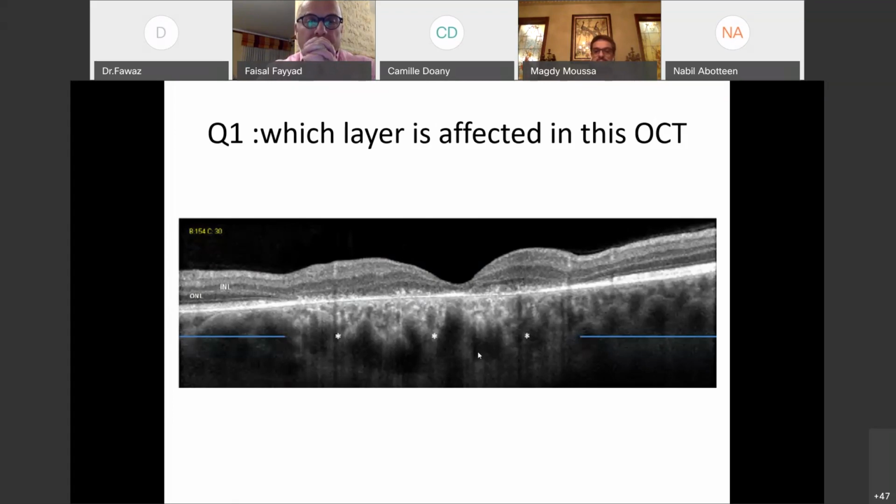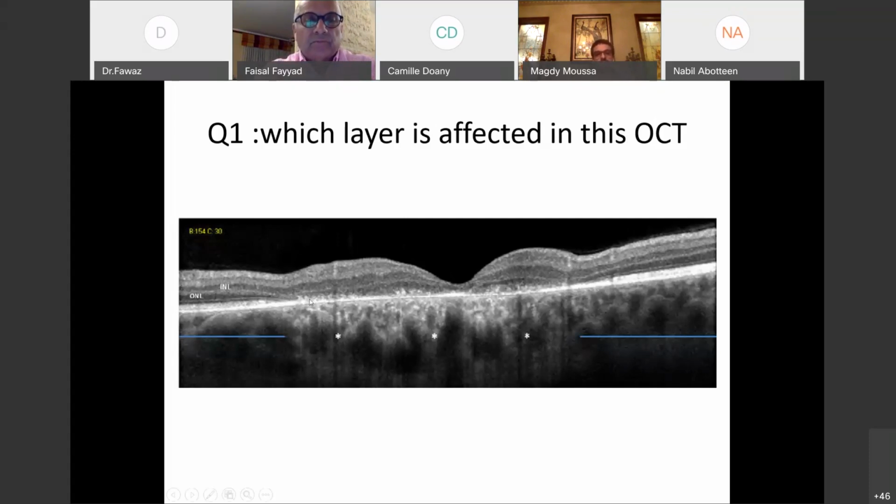Okay, so let's share the results. Most of you answered that the affected layer is the ISOS junction. And yes, the ISOS junction is the layer that is affected. Okay, and I will show you, this is the photoreceptor layer here.